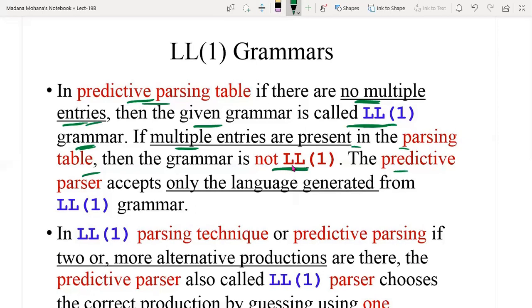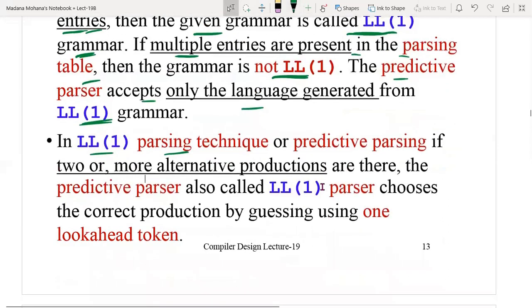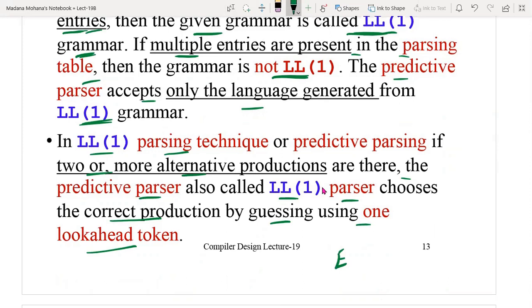The predictive parser accepts only the language generated from LL1 grammar. Now in the LL1 parsing technique or predictive parsing, if we are having two or more alternative productions, then the predictive parser, also called the LL1 parser, chooses the correct production by guessing using one or more lookahead tokens. That means here, suppose we have E dash derives plus TE dash, then E dash derives null.